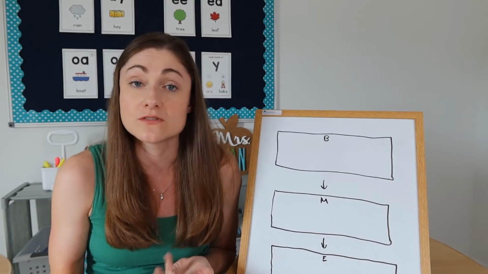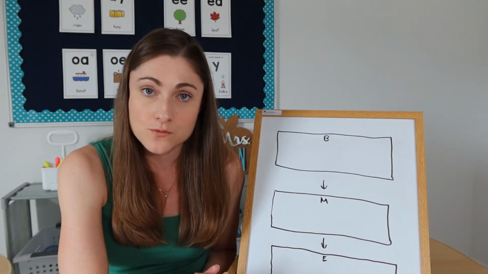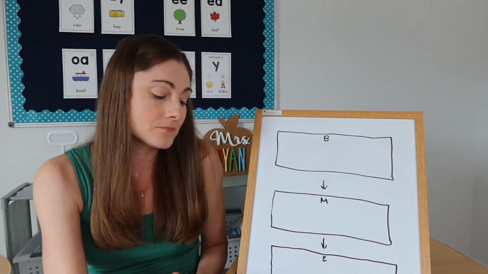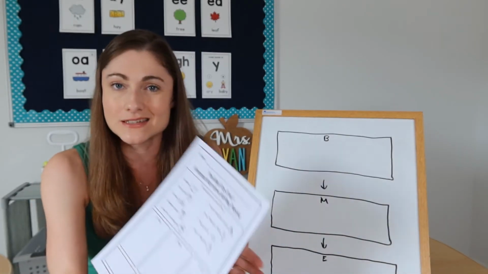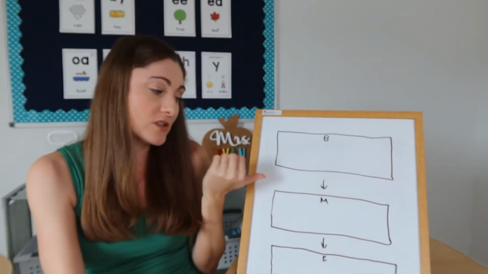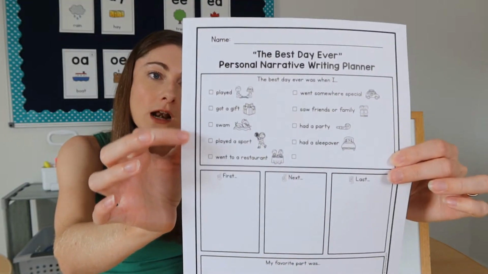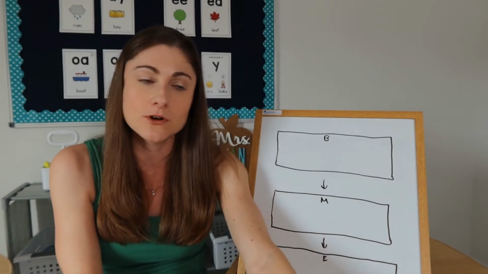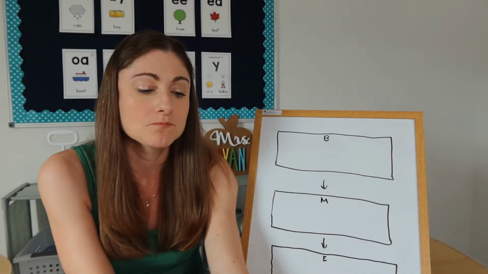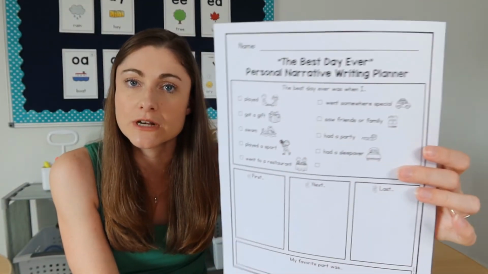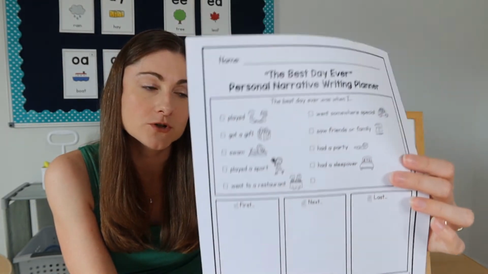So then that becomes a piece of writing. They can go back, take their own planner, and turn it into a story. So again, the way that this is different from just something like this is that it is more specific, right? You're kind of guiding them. It's supposed to be the best day ever, whereas this can be used with anything. Okay, so this would be like a personal narrative, small moments type structured graphic organizer.